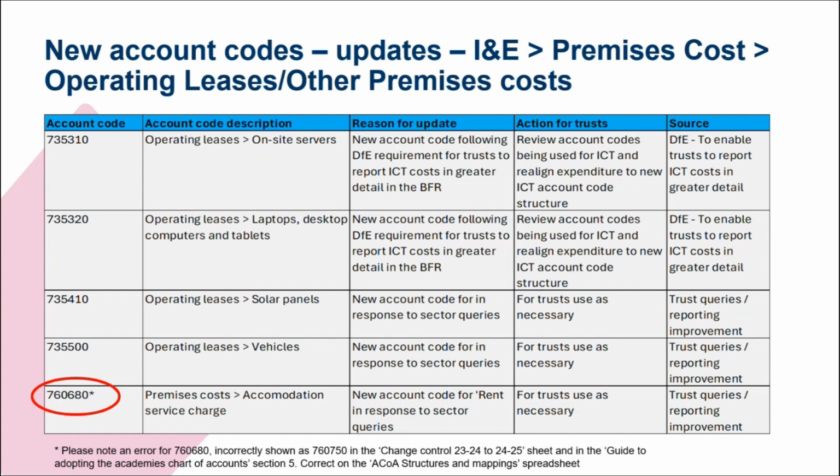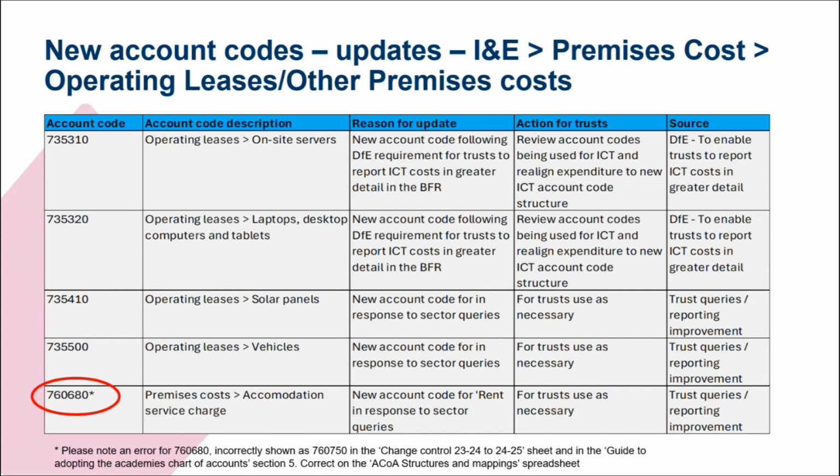So, moving on to the premises cost area of the chart of accounts. Firstly, there are 4 new operating lease codes set up. This goes against the grain of not setting up account codes that are 5 years and more, because as we're all aware, IFRS 16 is coming in soon, so we'll definitely have to look at the chart of accounts at some point in the near future to realign it so that trusts are able to report in a way that supports IFRS 16.